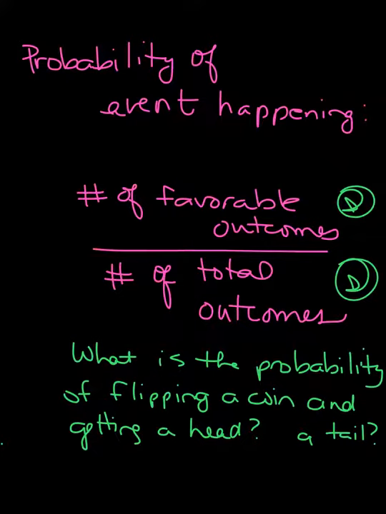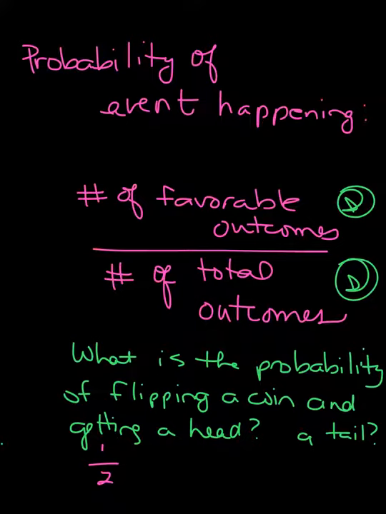So in our example, it says, what's the probability of flipping a coin and getting a head? So there are two options, a head or a tail. So that's total outcomes, that's our denominator. There's only one head on the coin. So our probability of flipping a coin and getting a head is 1/2.